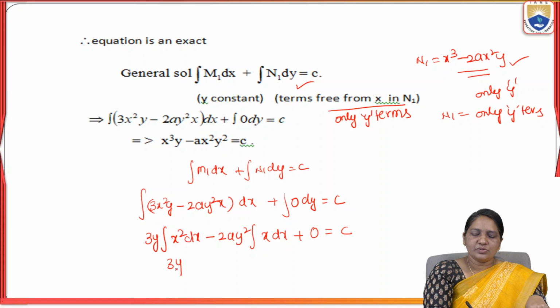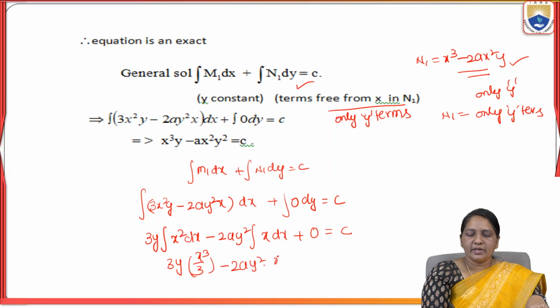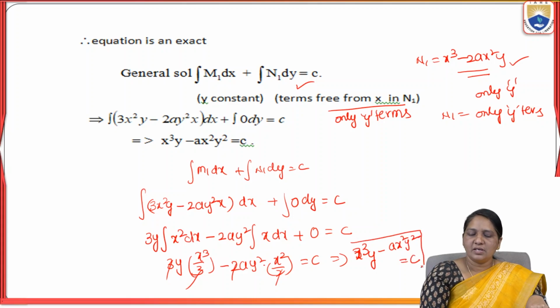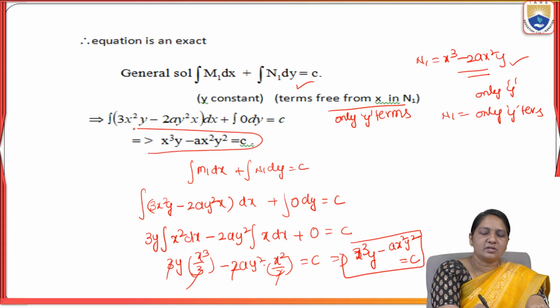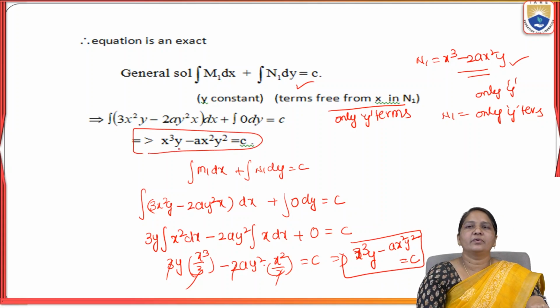So 3y. So integral x square is x cube by 3 minus 2a y square into integral x is x square by 2 equal to c. So finally we are calculating here, 3 will be cancelled, x cube y; here 2 will be cancelled, minus a x square y square equal to c. This is the general solution of the given exact differential equation.